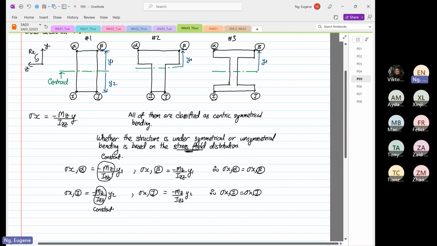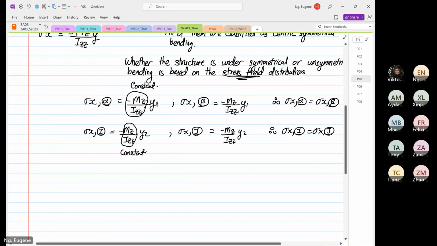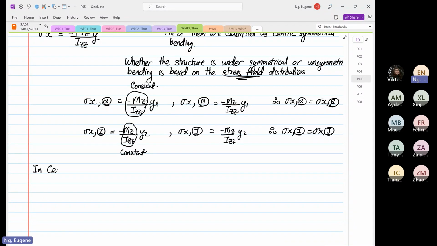So that is why we classify it as symmetrical bending. And a more important thing is this: in symmetrical bending, or in centric symmetrical bending, the moment must only be based on one axis only.